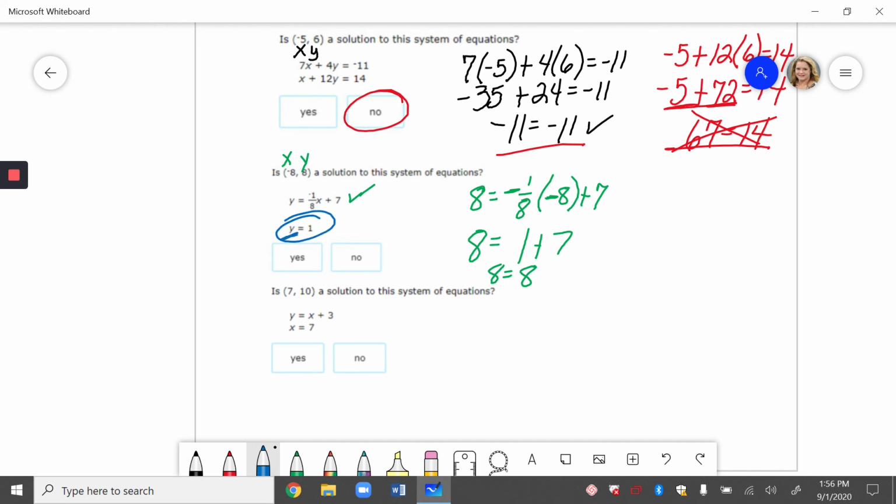So now we're going to put this one. What is y? 8 is y. So is 8 the same thing as y? No. So that one does not work, so our answer is no.